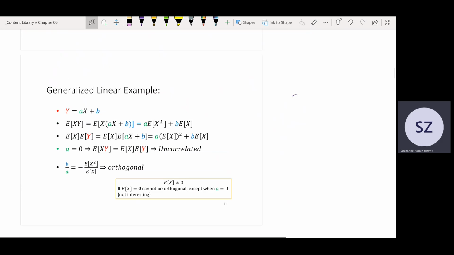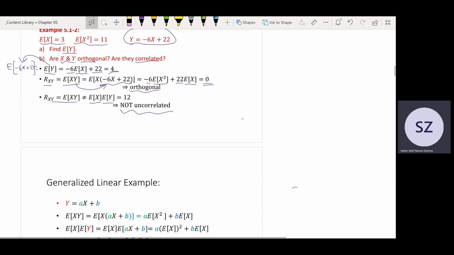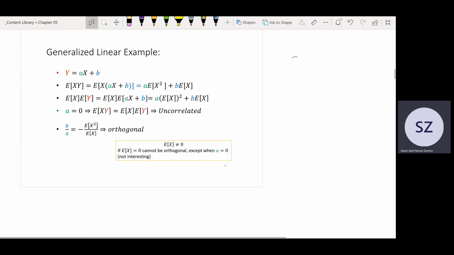Okay, now this was a linear example. Let's talk about the general linear example. When you have y equals ax plus b, where a and b are any numbers. Now, if we would like to calculate the correlation, which is R_xy, it's the expected value of x, and then we put y, right? And when we open this up, it becomes a multiplied by the expected value of x squared plus b multiplied by the expected value of x.